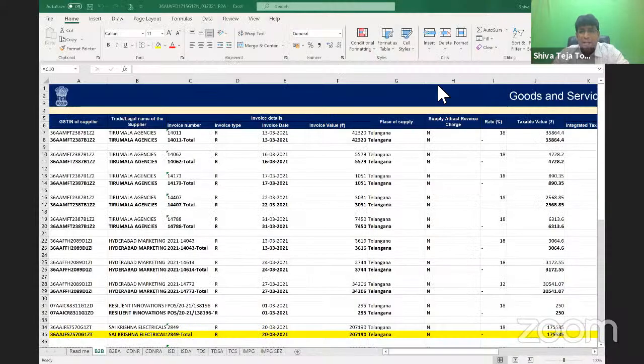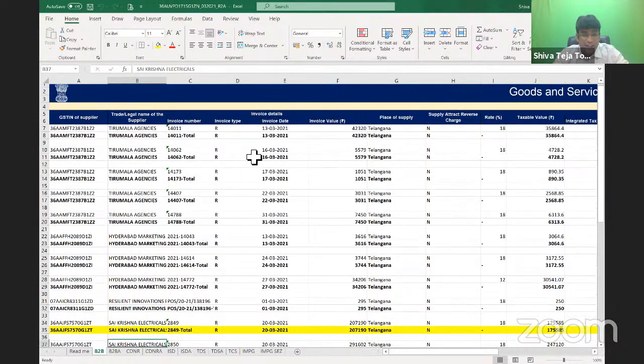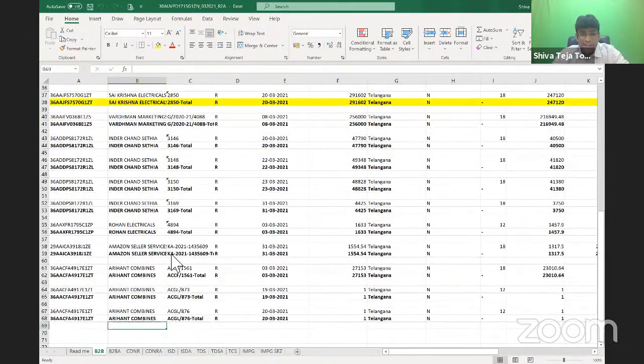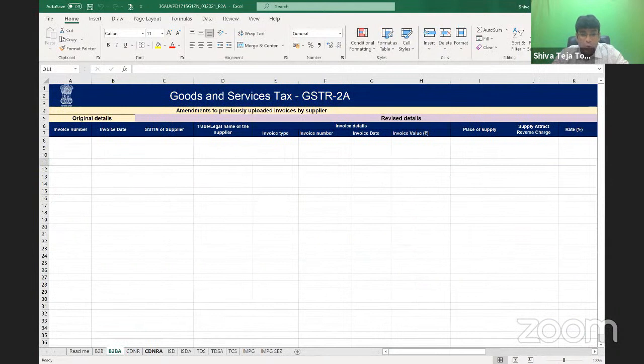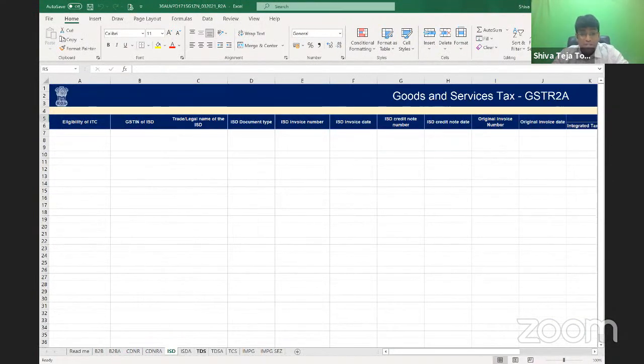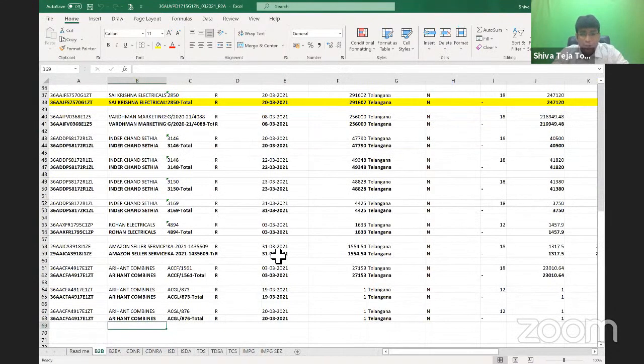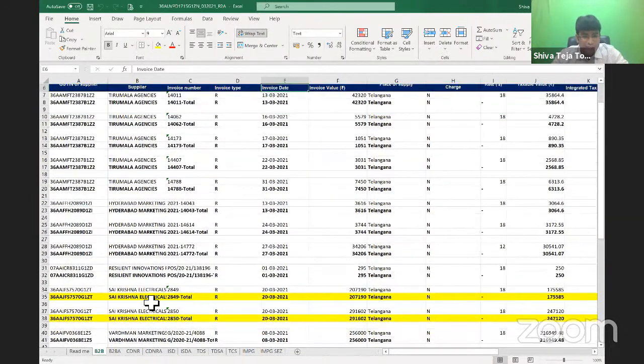Yeah. So guys, you can see my practical example here, sir. This is one of my client's GSTR 2A, downloaded from the GST portal, where you can see there are so many invoices in the GSTR 2A. You can see B2B, B2B amendment, credit note, and I also told you about ISD, input service distributor, TDS, TCS, and also import of goods. So in 2A there are so many things, but some things are highlighted, that is, an entity known as Sai Krishna Electricals.